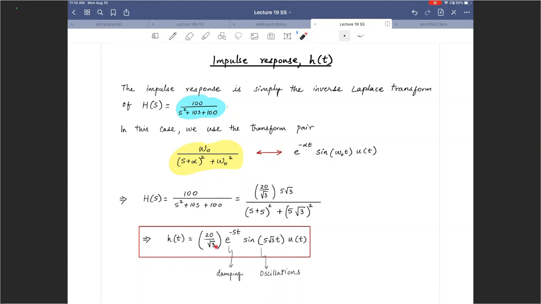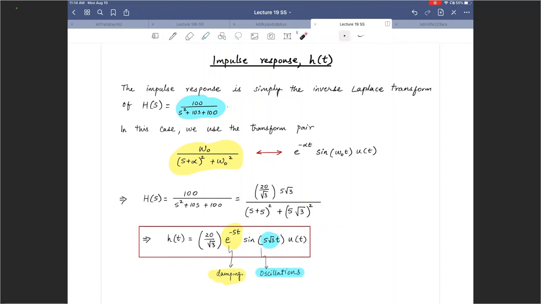Then using this inverse Laplace transform pair, we can write h of t, the impulse response, to be 20 divided by square root 3. That is just a scaling factor. You have e to the negative 5t. E to the negative 5t is the damping, right? That's the rate at which the oscillations are dying out. But the oscillations themselves are happening at the frequency omega sub d, which is 5 square root 3 in this case.